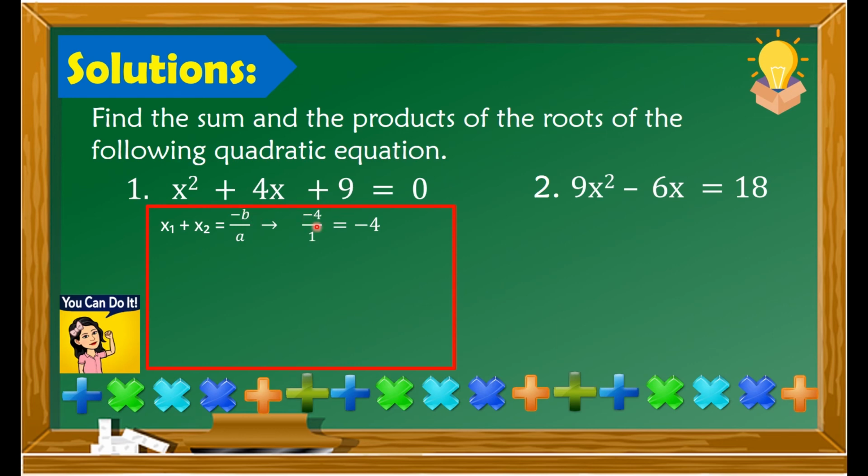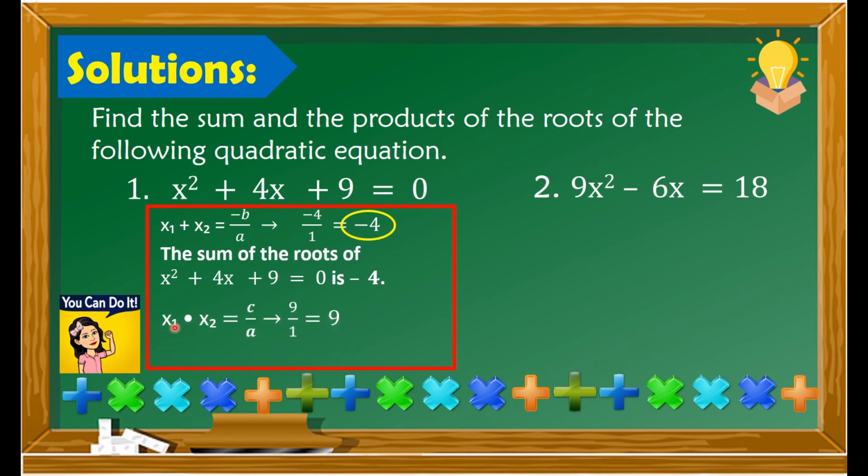So to solve, we have this formula, negative b over a. Therefore, it will become negative 4 over 1, or simply negative 4. That is the sum of the roots of x squared plus 4x plus 9, which is equal to 0. Okay, that is negative 4. Next is for the product. You have c over a. So substitute, you have 9 because your c is 9 over 1. And 9 over 1 is simply 9. Therefore, the product of the roots is 9. Very good. Maybe you got that correctly. And good job. Let's have number 2.